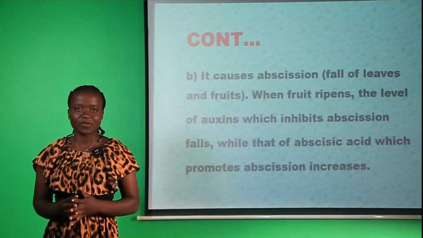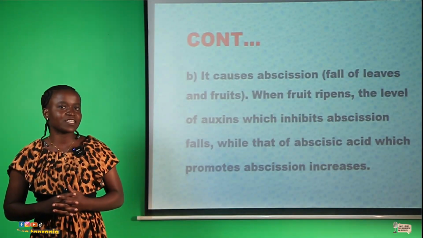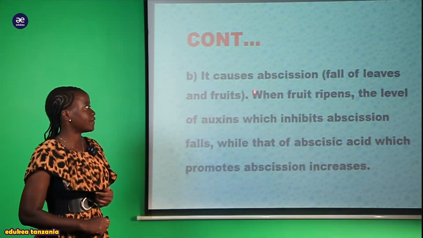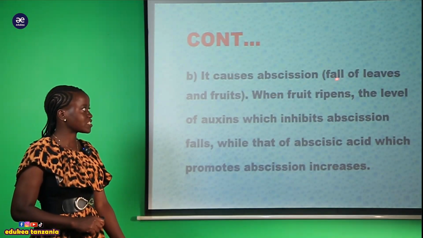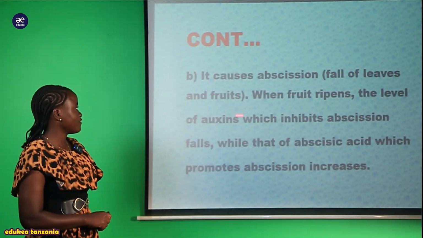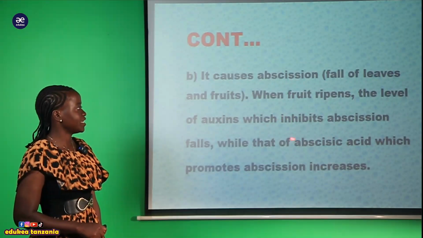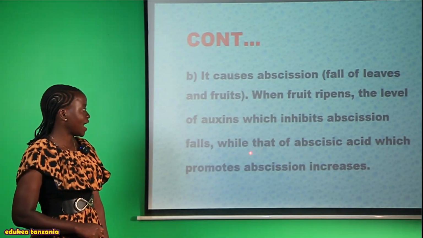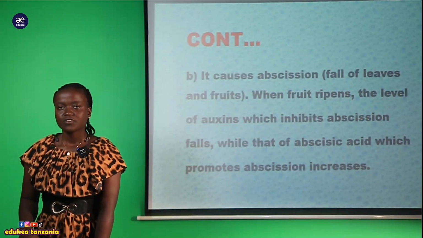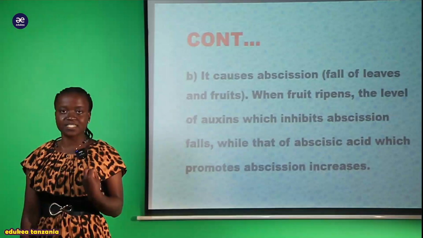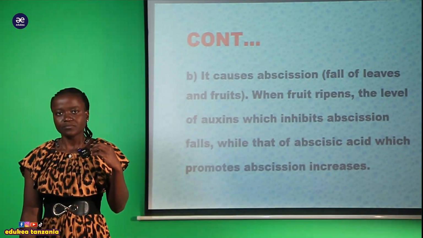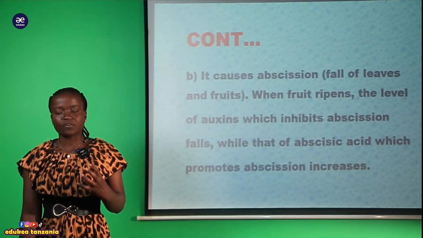Okay, now my students, we are proceeding looking at the roles of abscisic acid. That is another role. This abscisic acid causes abscission, that is the falling of the leaves and the fruit. So when the fruit ripens, the level of the auxin hormone, which inhibits abscission, falls, while the abscisic acid which promotes abscission increases. So remember, auxin hormone is responsible for protecting the fruit from falling off to the ground.